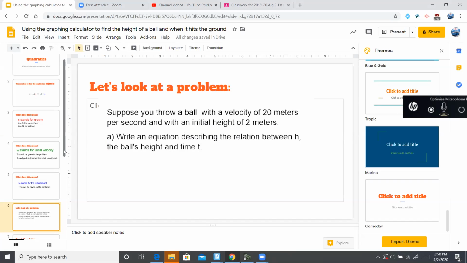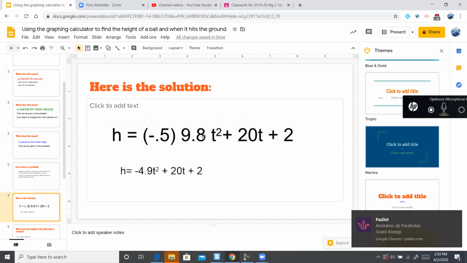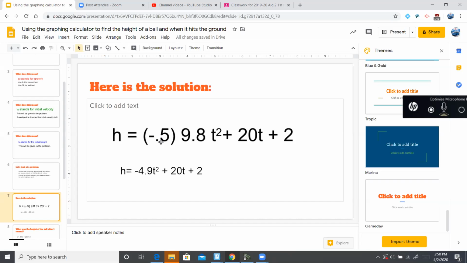So if I come down here on the next slide, here is my initial velocity right here. Here's my initial height. Notice I have 9.8 because the problem is written in meters, and this here is negative 0.5 because negative 1/2 is the same thing as negative 0.5. And then here is our equation. So this models the height of a ball.